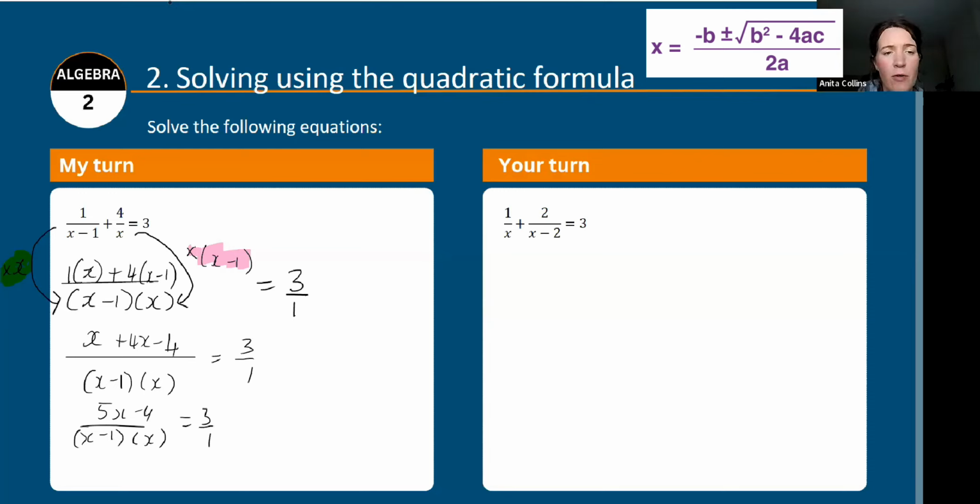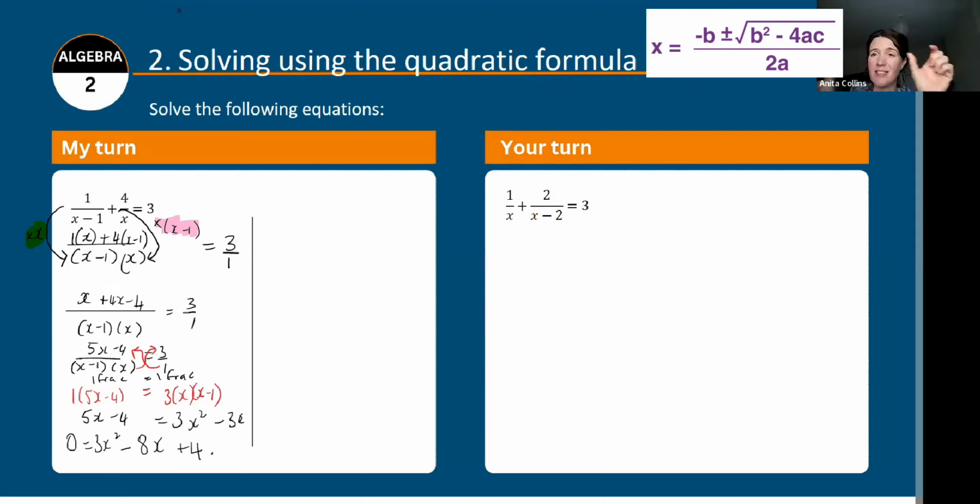Now, whenever we've got one fraction equals one fraction, we cross multiply. And cross multiplying is: keep the equals where it is, that times that, and that times that. So you've got 1 times 5x minus 4 is equal to 3 times x minus 1. So this can actually be done by factorizing, splitting the middle term and all that. But since we're here to practice the quadratic formula, let's do that instead.